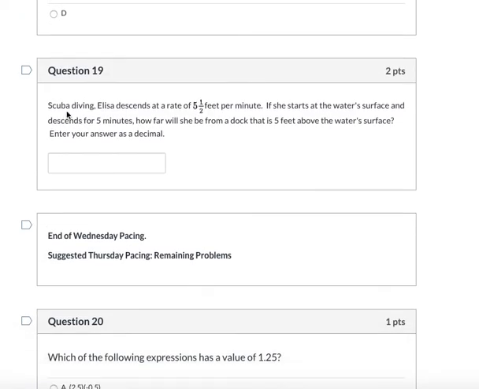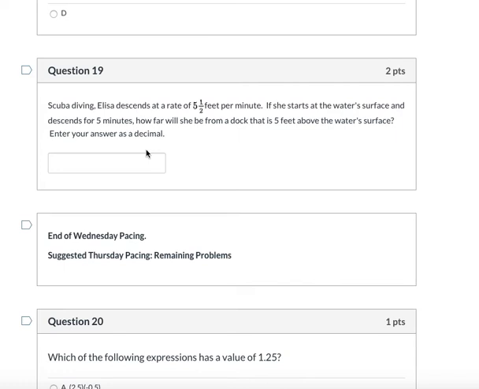Question 19. Scuba diving. Eliza descends at a rate of 5.5 feet per minute. If she starts at the water's surface and descends for 5 minutes, how far will she be from a dock that is 5 feet above the water's surface? You're going to enter your answer as a decimal.